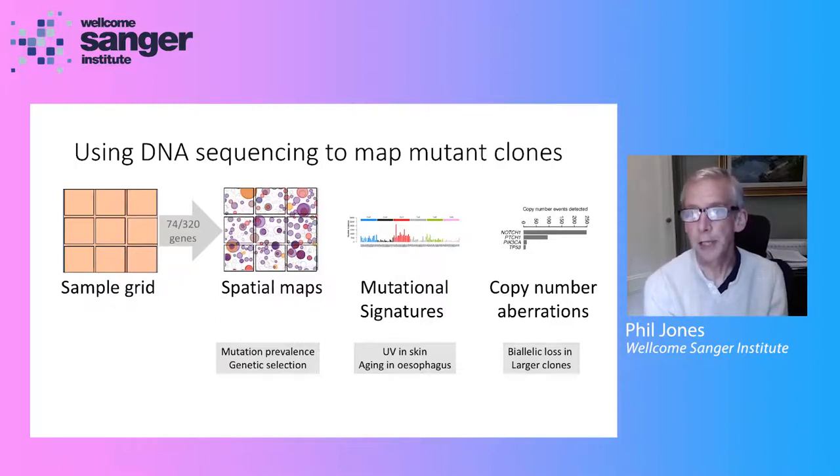The other information we get from these sort of studies are mutational signatures. So those are a hint as to the causes of the DNA mutations. For example, in the skin, we see ultraviolet light as the main cause, but in the esophagus, most mutations are due to cell intrinsic processes linked with aging. And then finally, for some of the larger clones, we're able to study copy number alterations and understand what clones have had loss of both alleles of a particular gene.